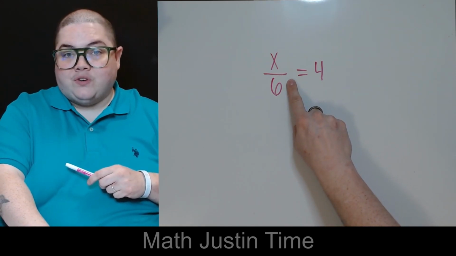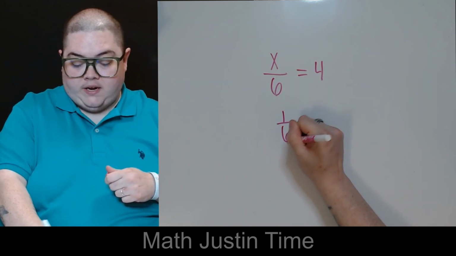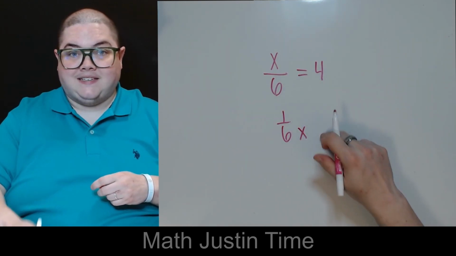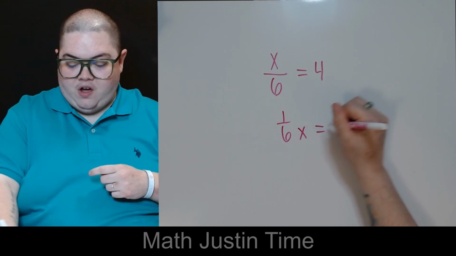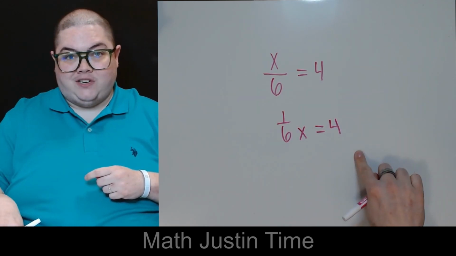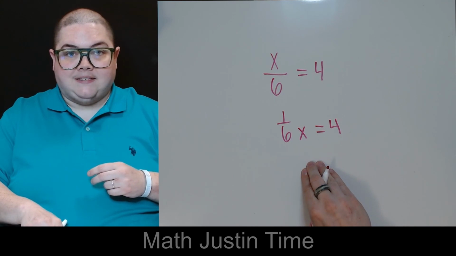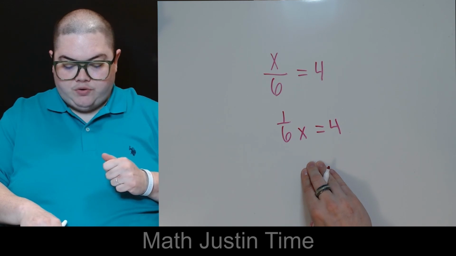If we have x over 6, we can rewrite it as 1/6 x. So these are the exact same thing, and I talk about that in my other video. So if we have this equation, now we have a number multiplied by x. But it's a weird number. So what are we going to do?